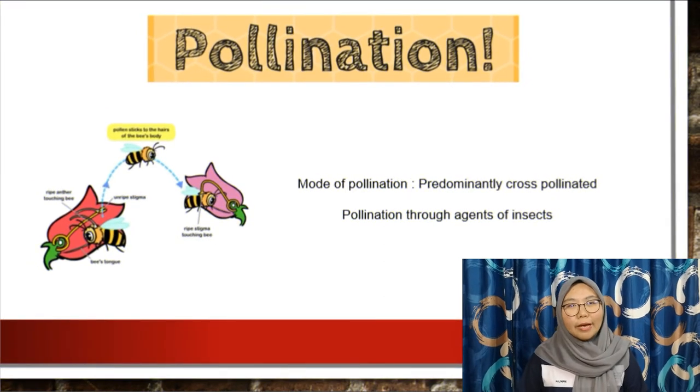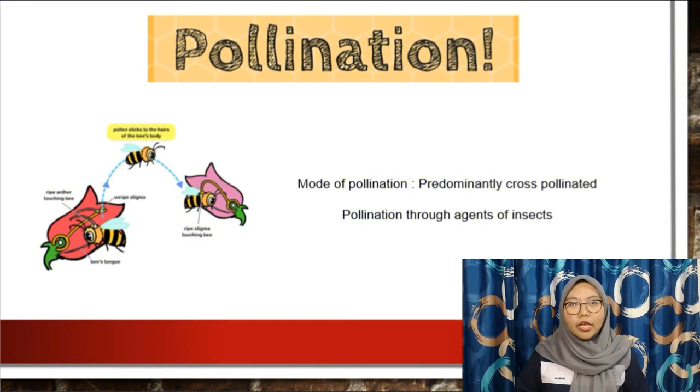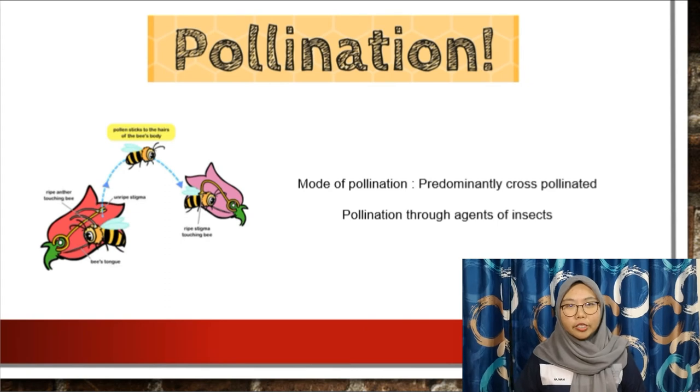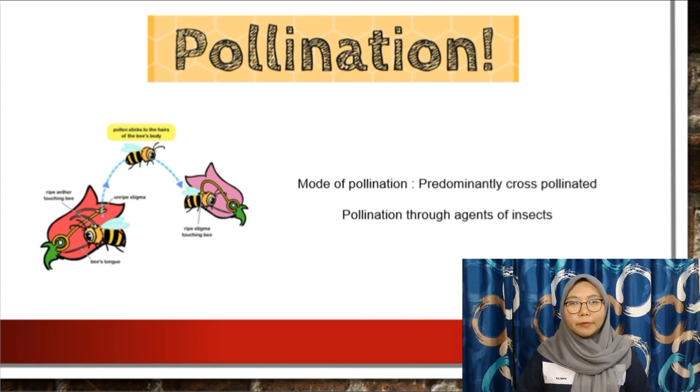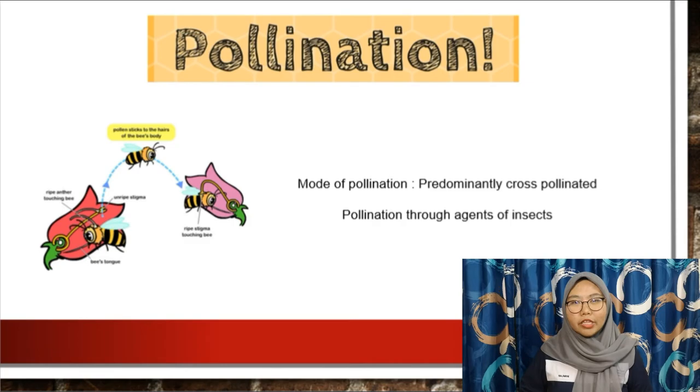Pollination occurs in a tamarind fruit. The mode of pollination is cross-pollination. The pollination is through agents of insects.